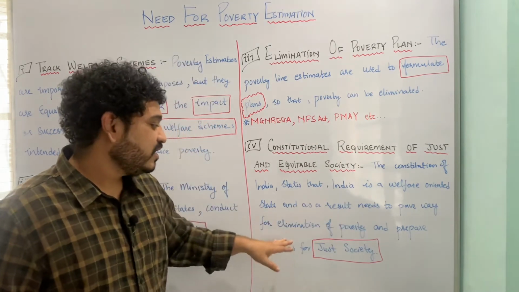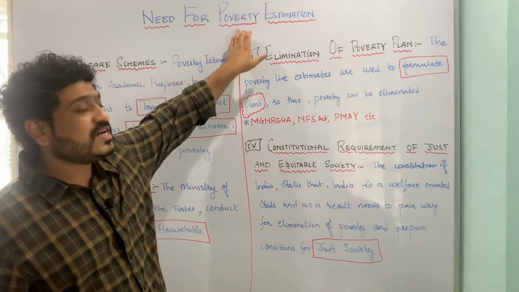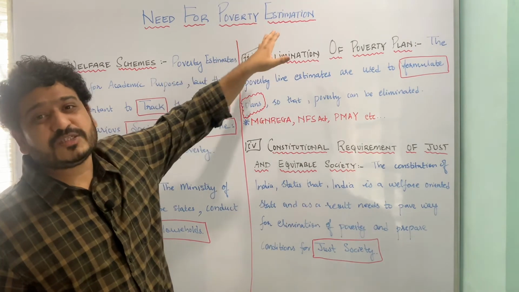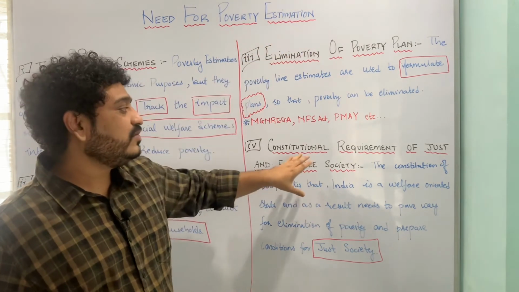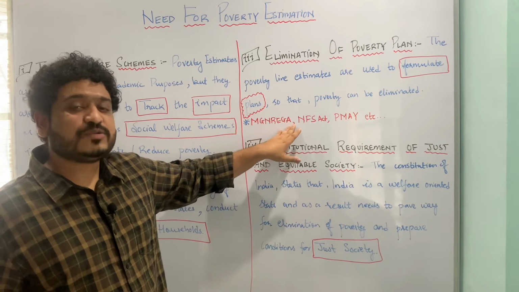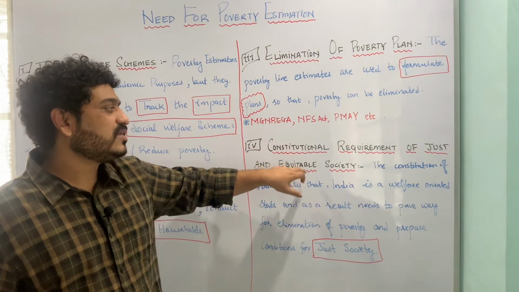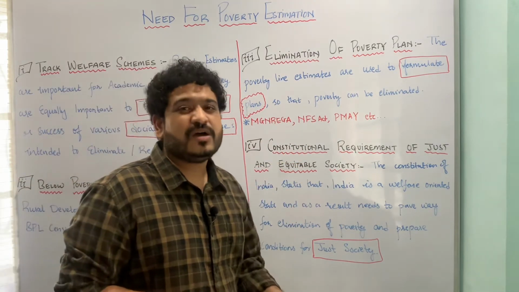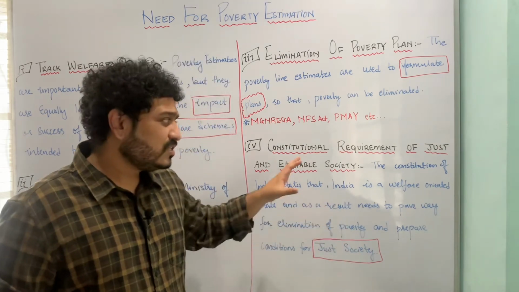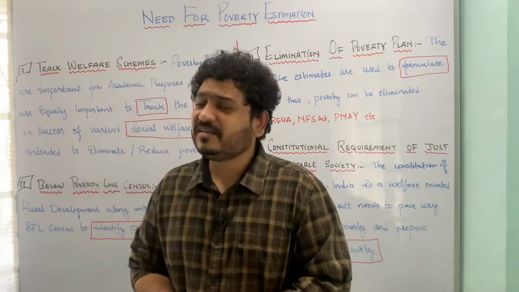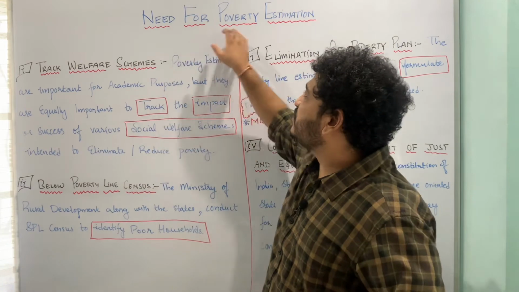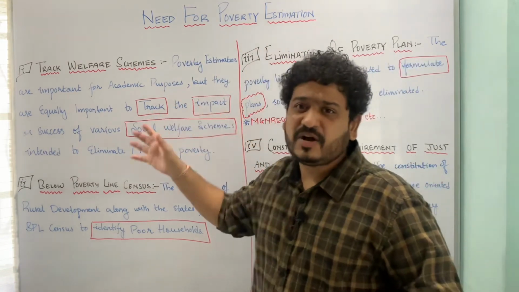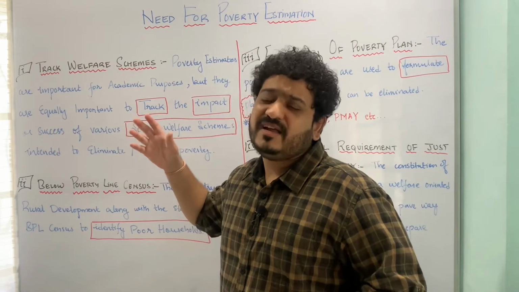And that is why the numbers which are used, or the poverty estimations which are given, help the government of India to formulate certain plans which will help us to achieve the constitutional requirement of a just or equitable society. So this is how you can look at the need for estimation of poverty in the Indian context, or primarily in any developing or developed world.